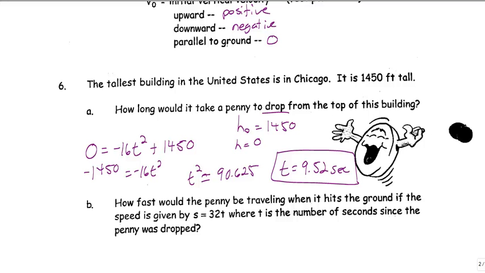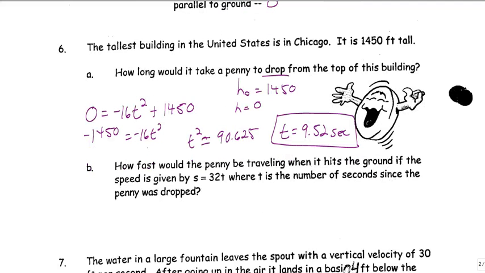How fast would the penny be traveling when it hits the ground if the speed is given by s is equal to 32t, where t is the number of seconds since the penny was dropped? Well, this is just a plug-in problem now. We know what the time is that it took to drop. So the speed at which it is hitting the ground with is 32 times 9.52, which is about 304.64 feet per second.